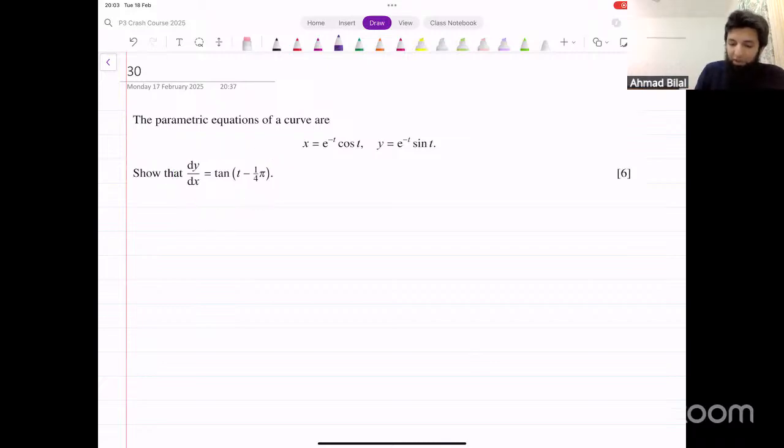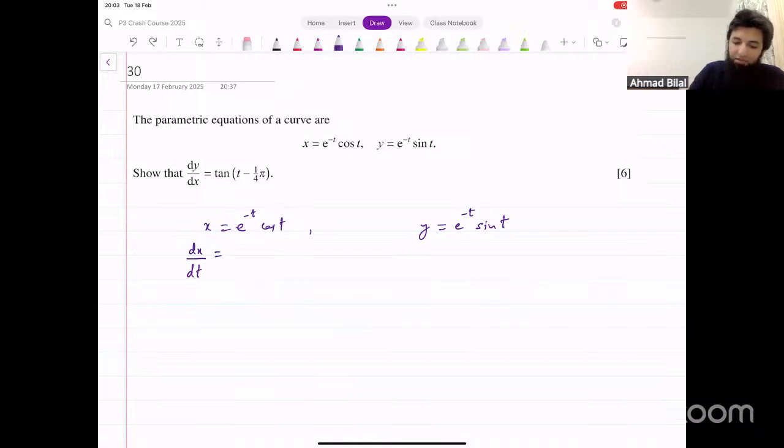Okay, now how can we do that? x equals e raised to power minus t times cos of t. y equals e raised to power minus t times sine of t. These are parametric equations. We can differentiate each equation separately. Let's differentiate the one on the left side. That gives us dx over dt.